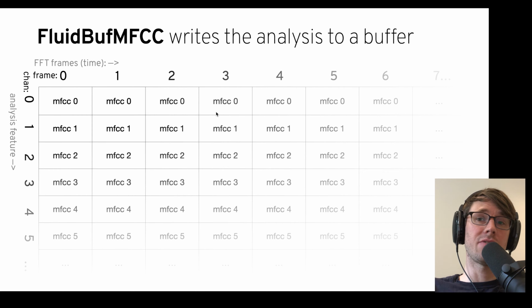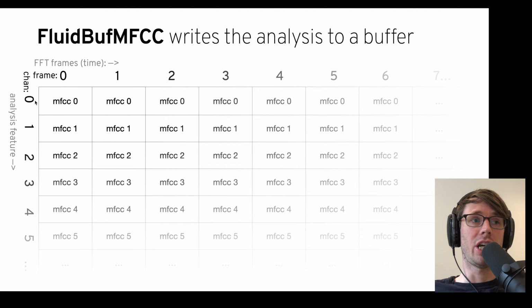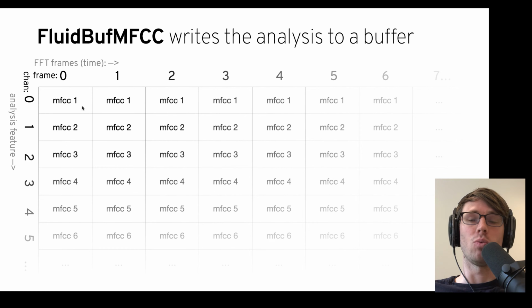Now, because we specified FluidBufMFCC should have a start coef of 1, our buffer won't be shaped like this. Channel 0 won't be MFCC 0. Instead, channel 0 will be MFCC 1. And so we'll have 13 channels that contain the time series of our coefficients from MFCC 1 up through MFCC 13.